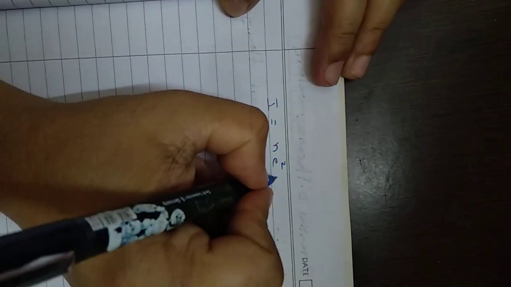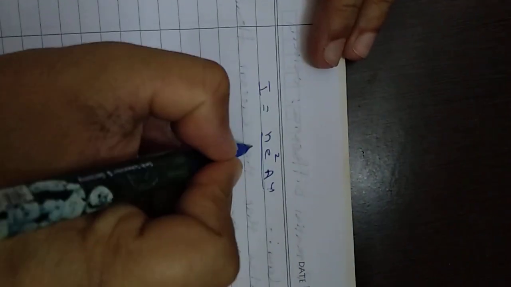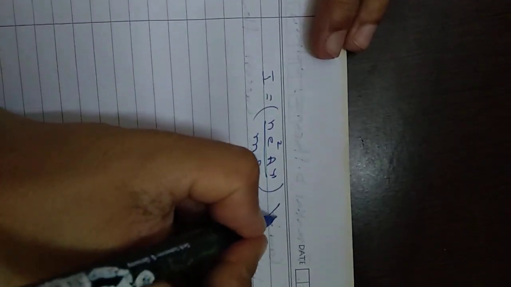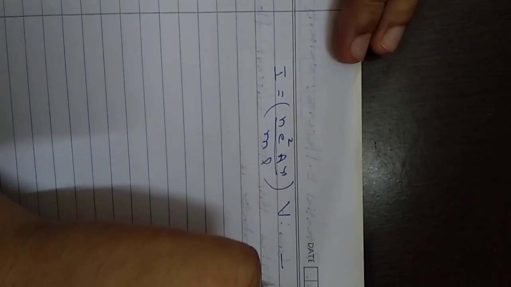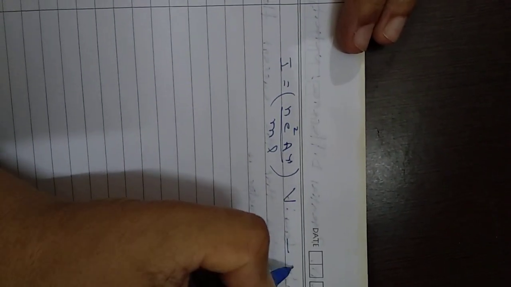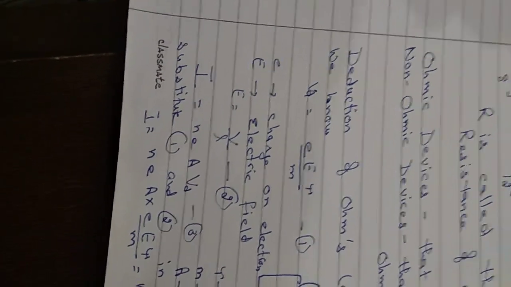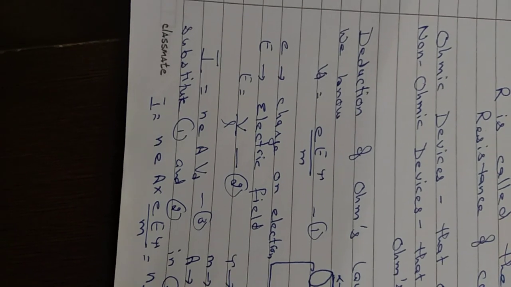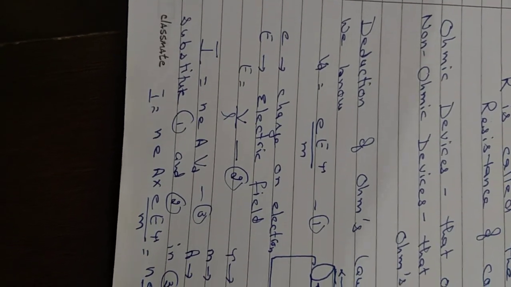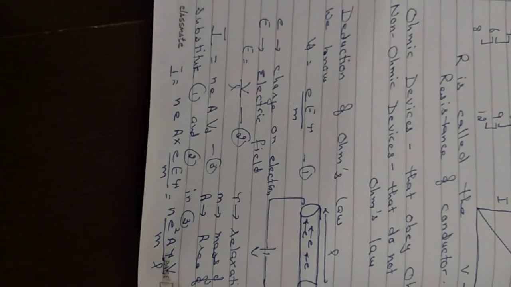So we can rewrite this as I is equal to N e square A tau upon m L multiplied by V. This is equation number 4. Again you can see it from here: I is equal to N e A Vd. So substituting the values, we get I is equal to N e square A tau upon m L into V.